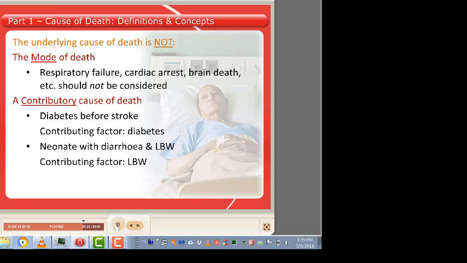It is often a judgment call on what is the underlying and what is the contributory cause of death. Again, use your best clinical diagnostic skills and include relevant information as keywords when coding. We will discuss how to note keywords in a moment.